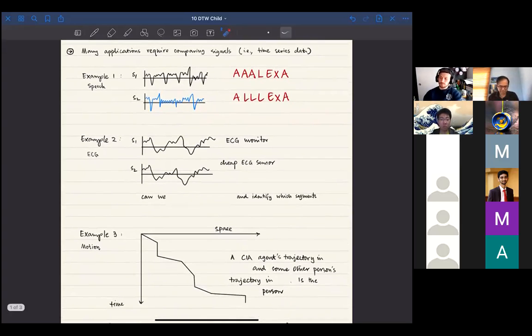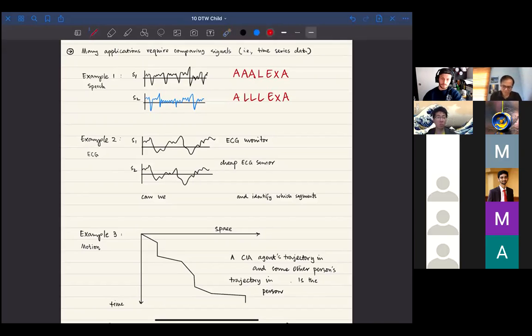Another example is the following. Let's say this is a signal that's coming from an ECG monitor. Okay, ECG, electrocardiograph, is your body's vital sign, it monitors your heartbeat. And then you have another sensor. Actually, this is true. Some of my students built an ECG sensor, and they pasted it on the human body, and they're getting signals that are supposed to be ECG as well.